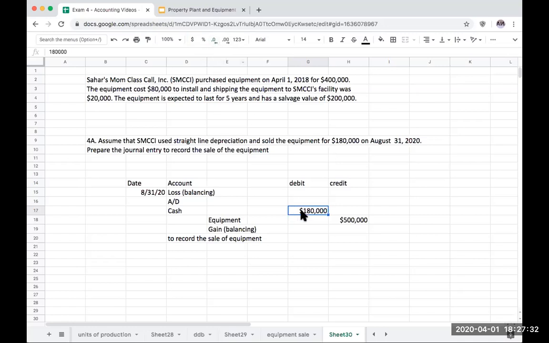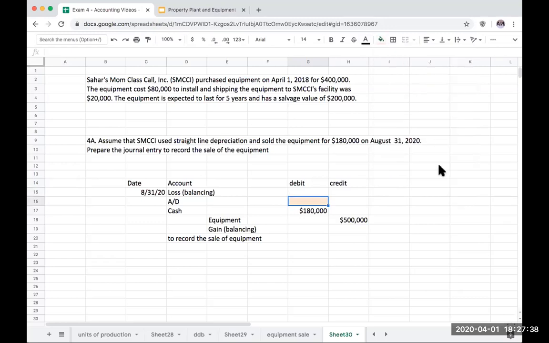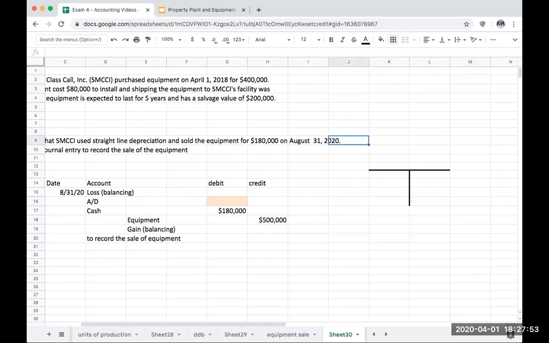What I now need to figure out, though, is what is my amount of accumulated depreciation? The question is not telling us that information, so we need to go through and figure it out. So how do I figure out the amount of the accumulated depreciation? Well, what I'm going to need to do is figure out how much depreciation did I take during each one of these years. So for 2018, how much should I take?